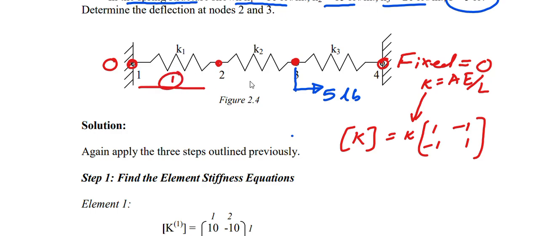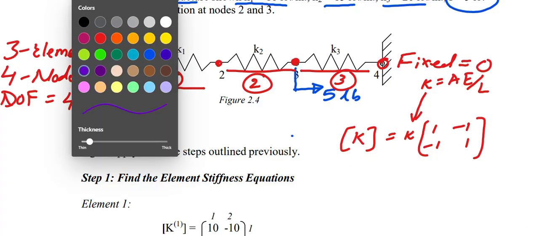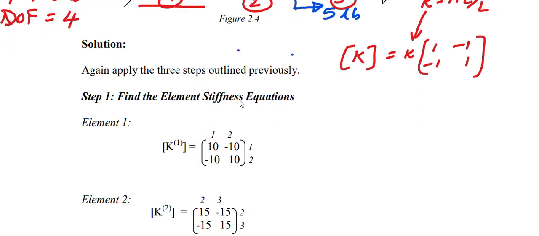From 1 to 2 is element 1, 2 to 3 is element 2, and 3 to 4 is element 3. So there are 3 elements and 4 nodes, and the number of degrees of freedom will be 4 only. Now let us calculate one by one the stiffness matrix for each element. There are 3 elements, connected from 1 to 2, 2 to 3, and 3 to 4. You have to remember the connectivity table, so as per your diagram it will change.